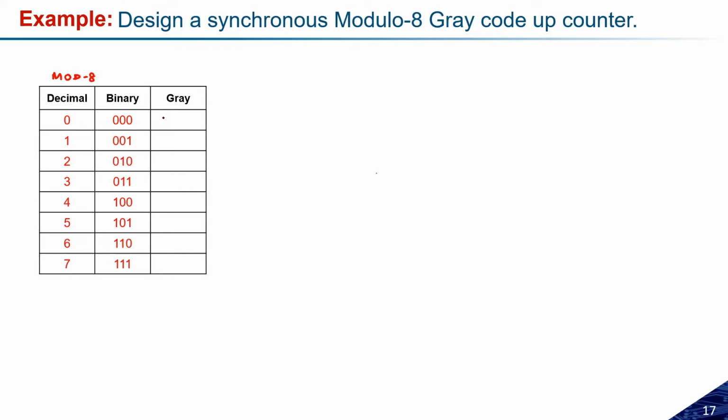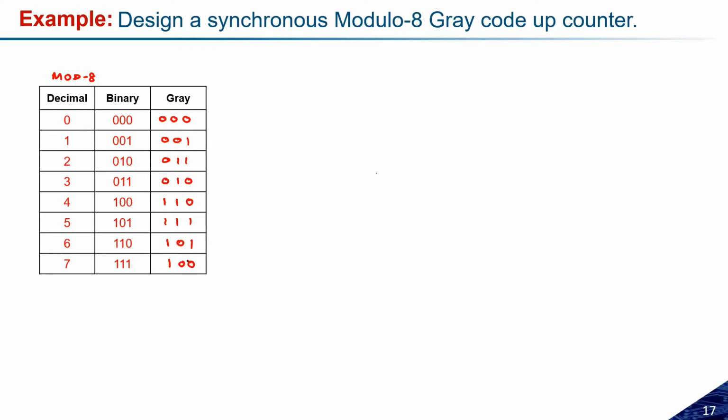Okay, the Gray code will be like, for 000 it will be 000. For 001, again, for 1 it will be 001, but for 010 it will be 011. Then 010 gives 110, then 111, 101, and 100. So this is the Gray code of the binary equivalent.